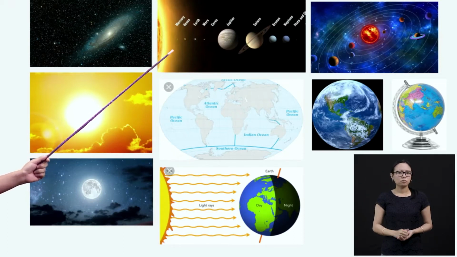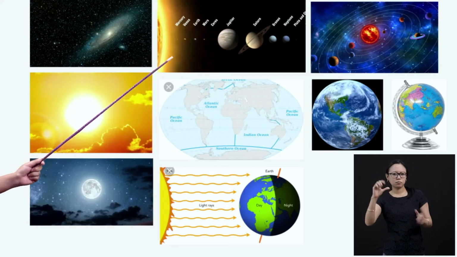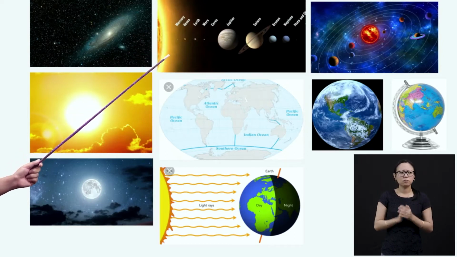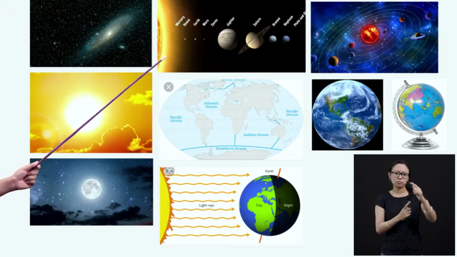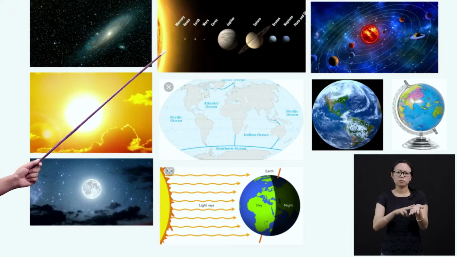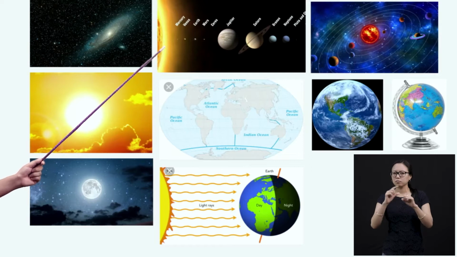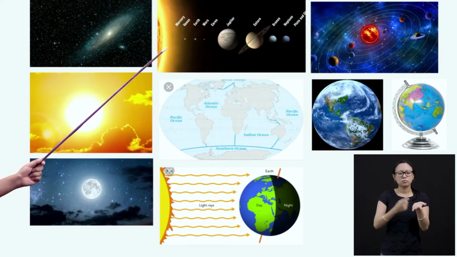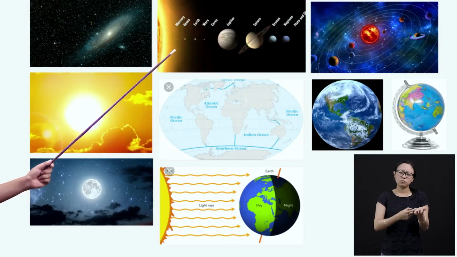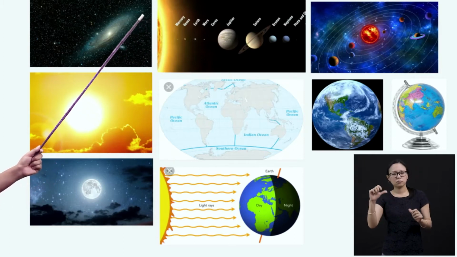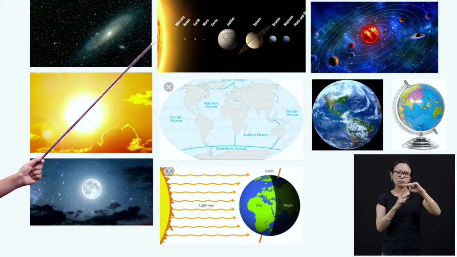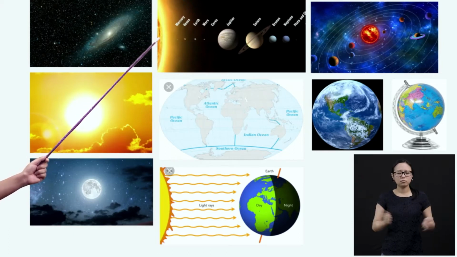So we have 8, that is Mercury, Venus, Earth, Mars, Jupiter, Saturn, Uranus, and Neptune. So from there, Mercury is the smallest planet and Jupiter is the biggest planet. Also Mercury, you can see here, it is very close to the sun. So it is also known as the hottest planet.